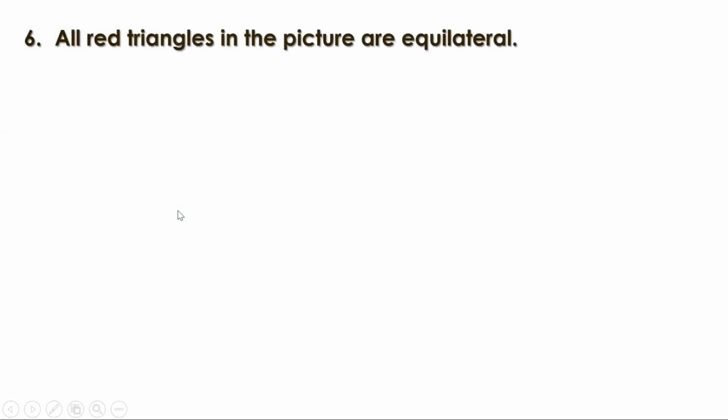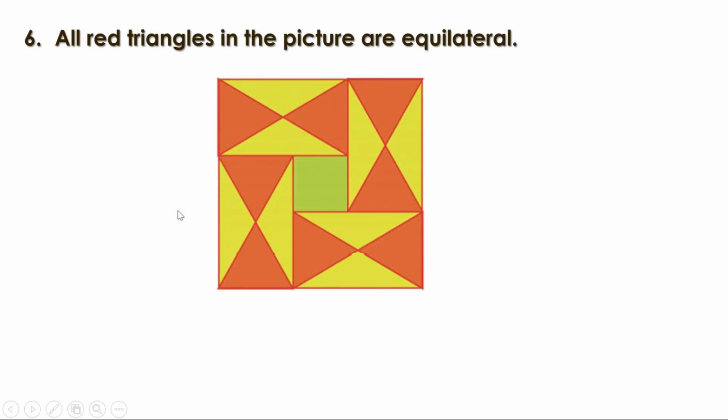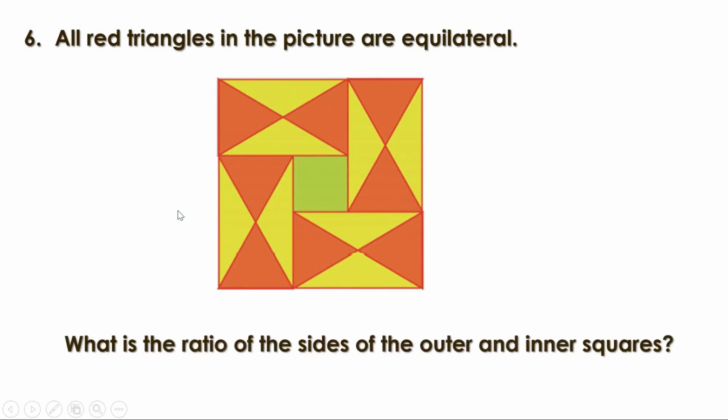Next problem. All red triangles in the picture are equilateral. What is the ratio of the sides of the outer and inner squares? Here you can see 4 small rectangles. 2 of them are placed like this and 2 of them are placed like this. Since this is a square, all these 4 rectangles are equal, meaning their measurements are the same.